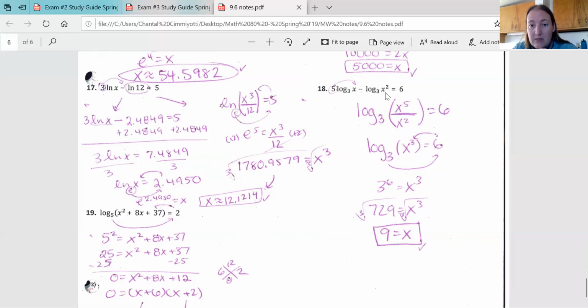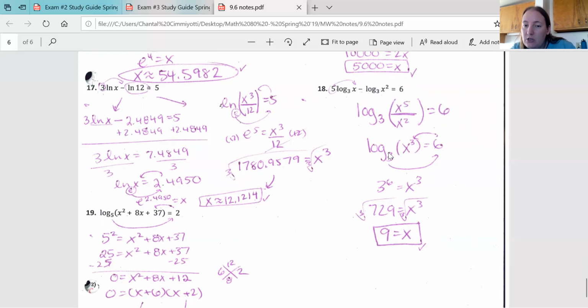All right, these have x's in both places, so you do need to put this together as a single log. So log base 3 of x to the 5th divided by x squared equals 6. You can simplify this, or you could say 3 to the 6th equals this whole thing, but you might as well simplify first. So that's 5 minus 2 is 3. There are 5 x's in the numerator, 2 on the bottom, canceling 2 out. You're left with 3 in the numerator. So x to the 3rd is the numerator.